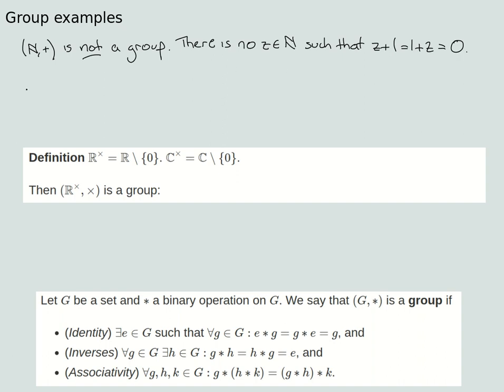Okay, so let's look at another non-group. We will take this time the set to be the set of all real numbers and the binary operation to be the binary operation of multiplication. So again, the identity axiom is true for this set and binary operation. So it has an identity.